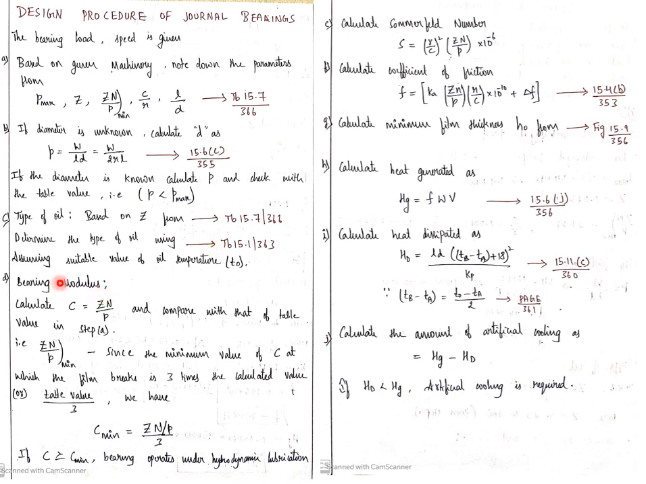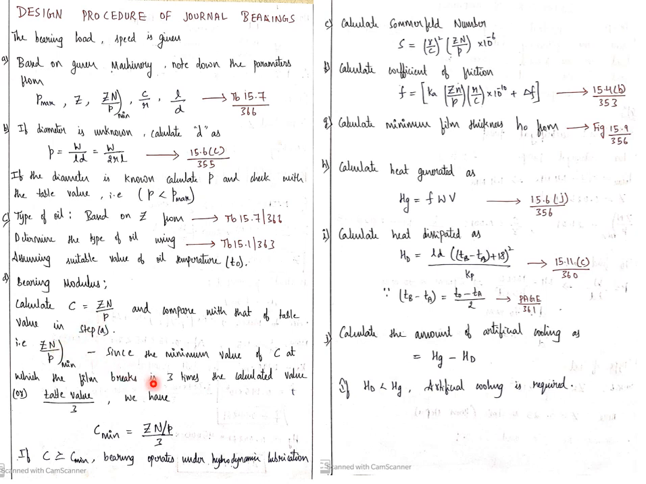Next is assuming a suitable value of oil temperature. If the operating temperature is not given in the question, you can assume it for further solving of the problem. Next is the bearing modulus. Bearing modulus means Zn by P. We will take this term as the bearing modulus, with the notation C, and compare it with the table value in step A.